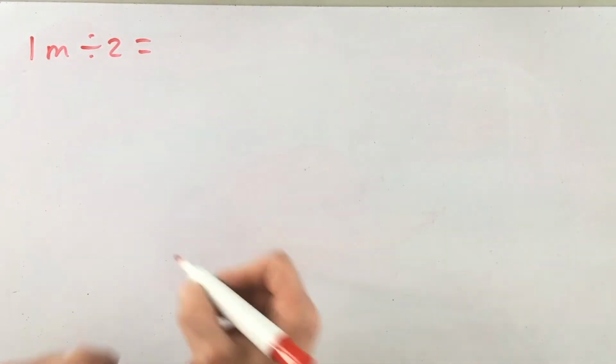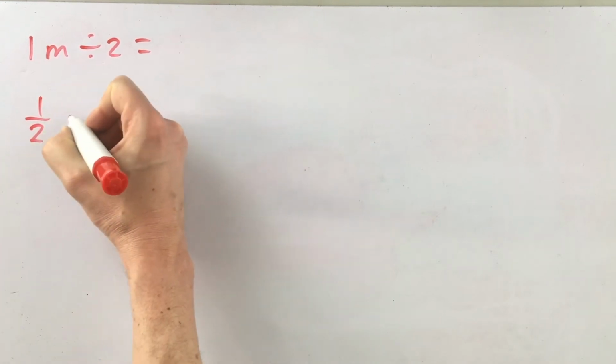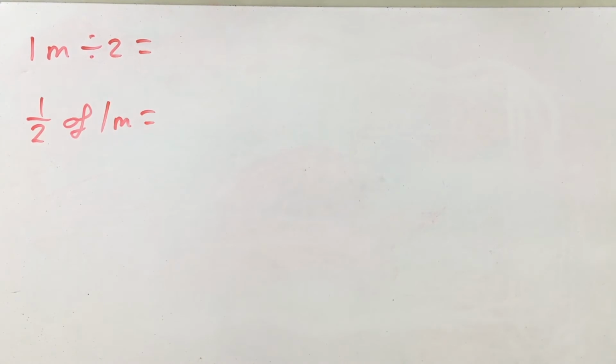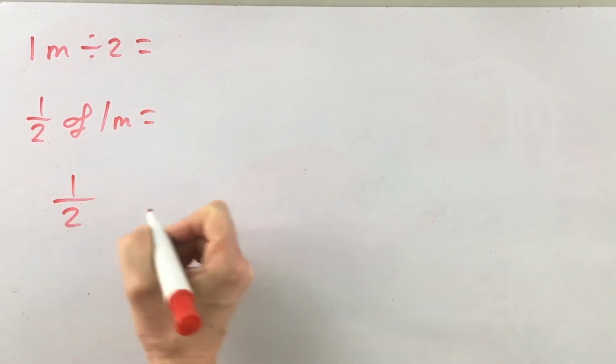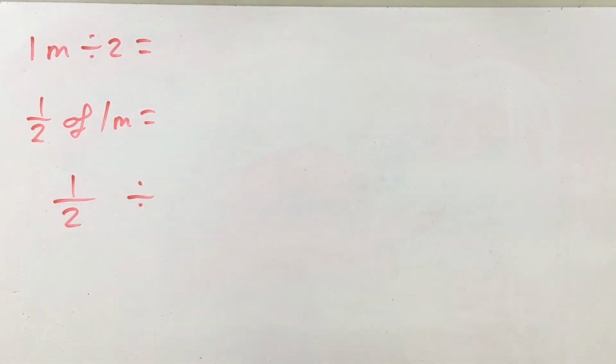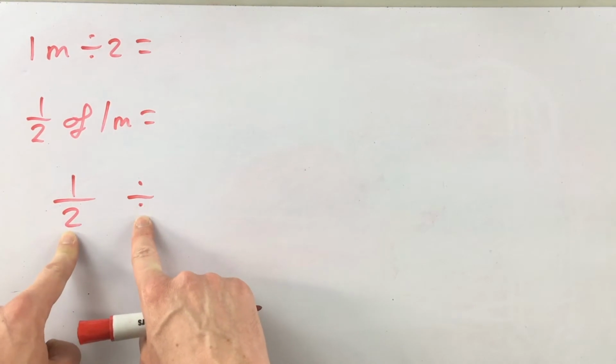So 1 metre divided by 2, because first of all, if you're finding half of a number, you're just dividing it by 2. Look at how similar a half is to the division sign. The division sign is basically any number above any other number. So division and fractions are the same thing.